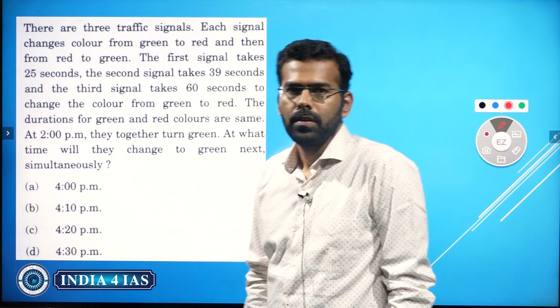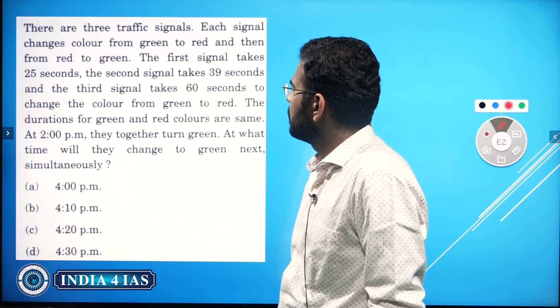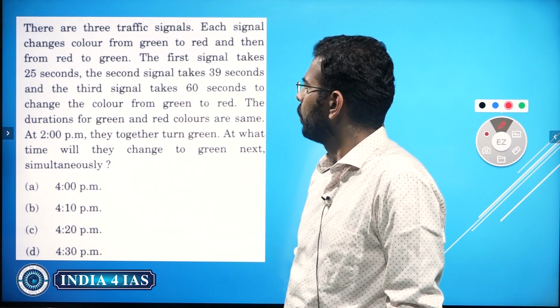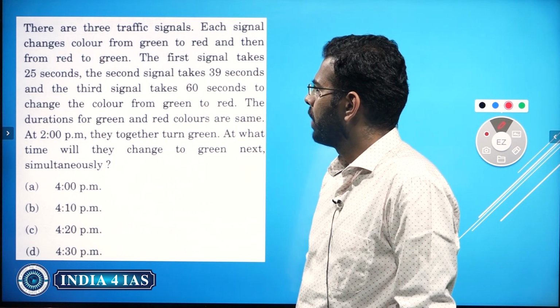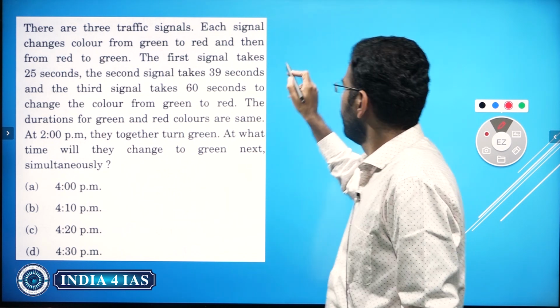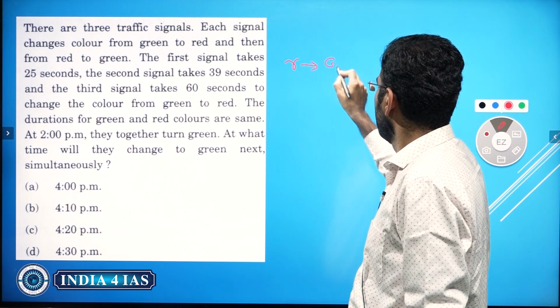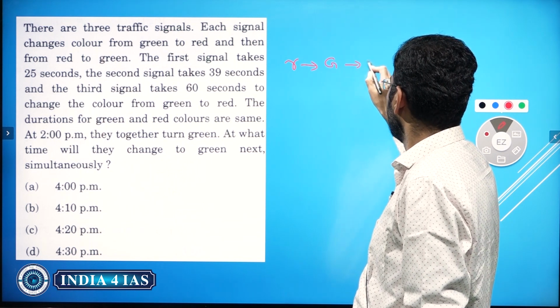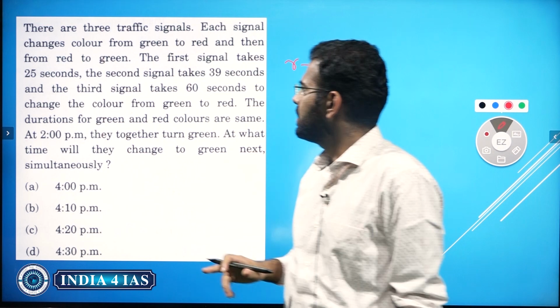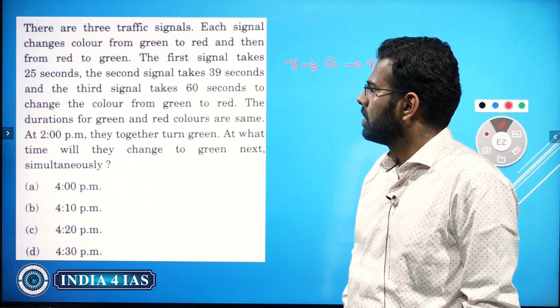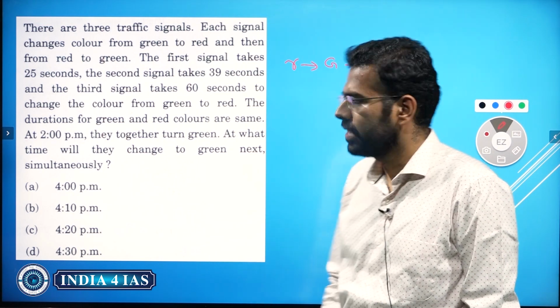Next one. There are 3 traffic signals. Each signal changes color from green to red and then from red to green. So he is saying red to green and then green to red. The first signal takes 25 seconds, the second signal takes 37 seconds, and the third signal takes 60 seconds.